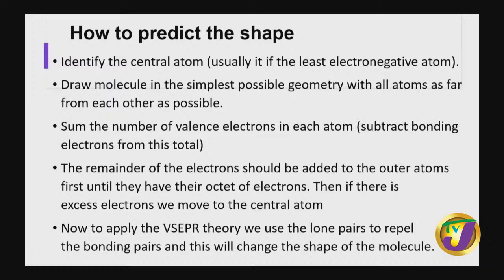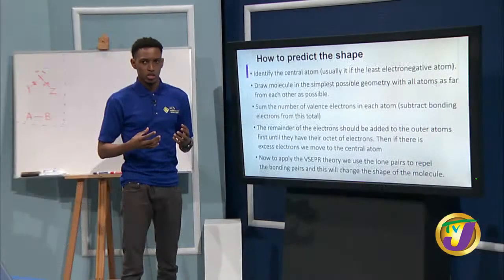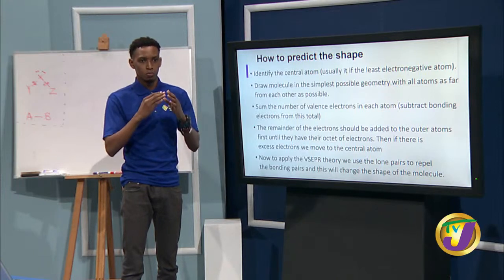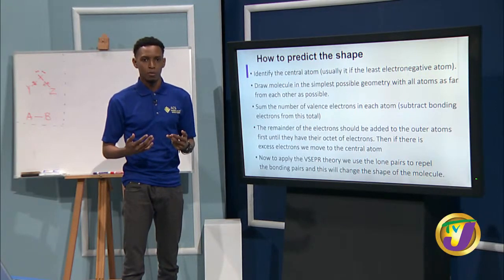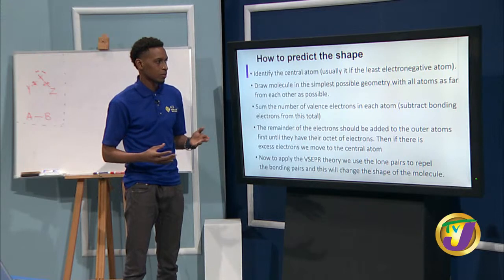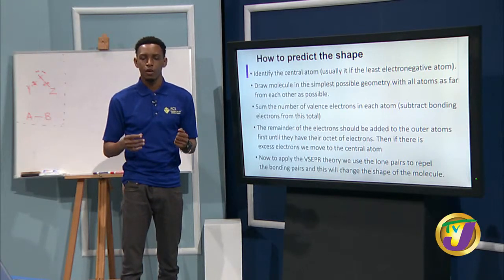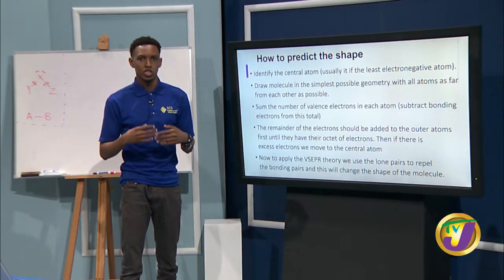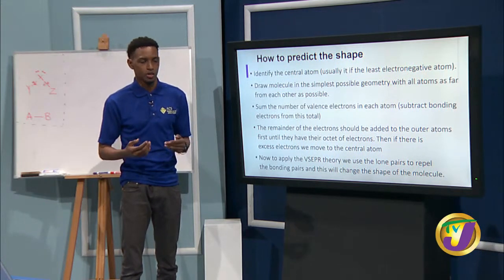The next step says draw the molecule in the simplest possible geometry with all the atoms as far from each other as possible. Now, why did we say this? This is because the bonds in the molecule have electrons in them, and you have to put the electrons as far away from each other as you possibly can. So we draw the molecule in the simplest possible geometry with the outer atoms as far from each other as possible to reduce electron-electron repulsion.